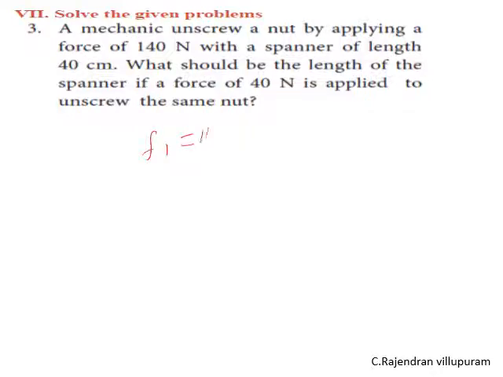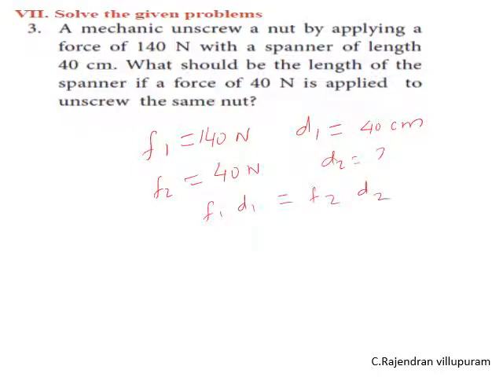So F1 is equal to 140 Newton, D1 equal to 40 centimeter. Next, F2 is equal to 40 Newton and D2 equal to how much? According to the principle of moments, we know the formula F1 D1 is equal to F2 D2. So how to calculate D2? Therefore D2 is equal to F1 into D1 by F2.